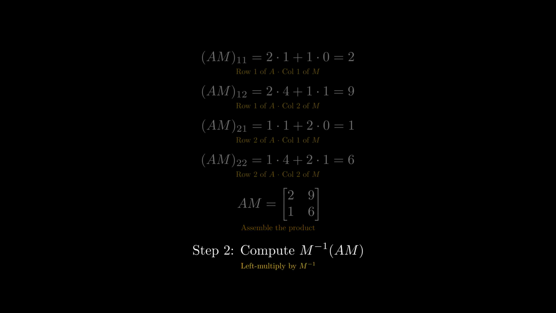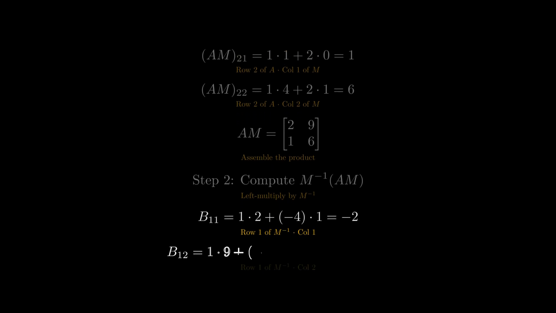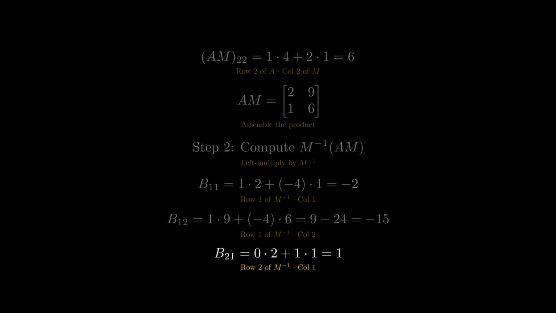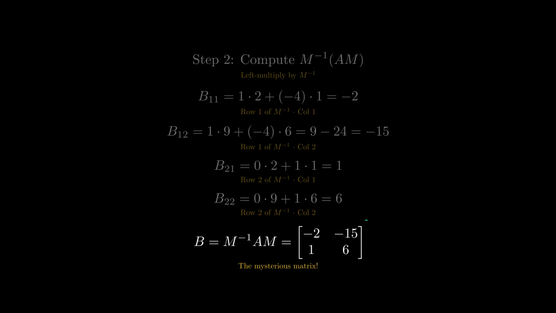Now we left multiply by M inverse. Row 1 of M inverse is 1, -4. Dotted with column 1 of AM, which is 2, 1. That's 2 minus 4 equals -2. Row 1 of M inverse dotted with column 2, 9, 6 gives 9 minus 24 equals -15. Row 2 of M inverse is 0, 1. Dotted with column 1 gives 0 plus 1 equals 1. Dotted with column 2 gives 0 plus 6 equals 6. The result, B equals the matrix -2, -15, 1, 6. And there it is, the same mysterious matrix from our opening frame.